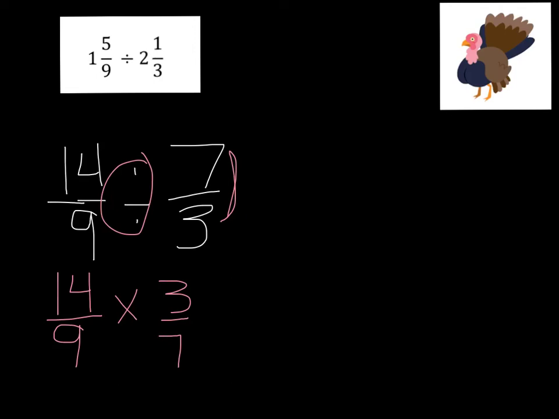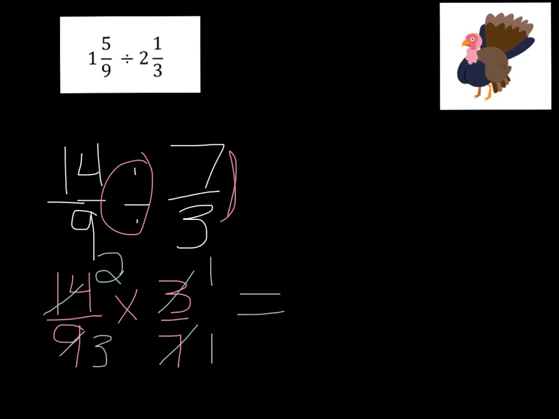Looking at this, I know 14/9 times 3/7 can be simplified. So let's do that. I have 14 and 7. Well, I know 7 can go into both of them. 7 can go into 14 2 times, because 14 divided by 7 is 2, and 7 divided by 7 is 1. Also, I know 3 can be divided by 3 once, and 9 can be divided by 3 3 times.